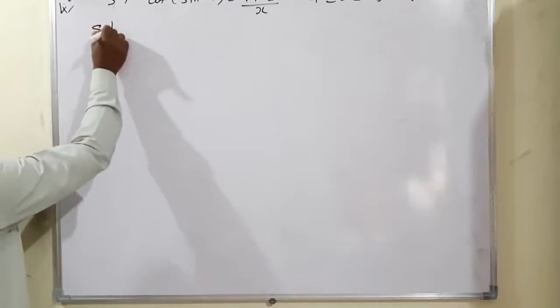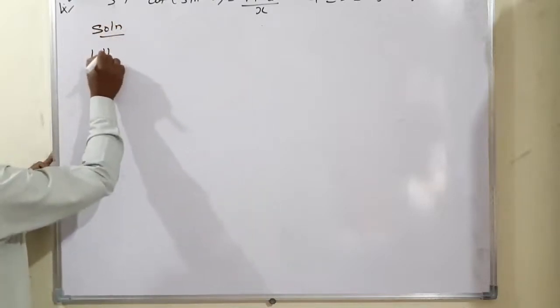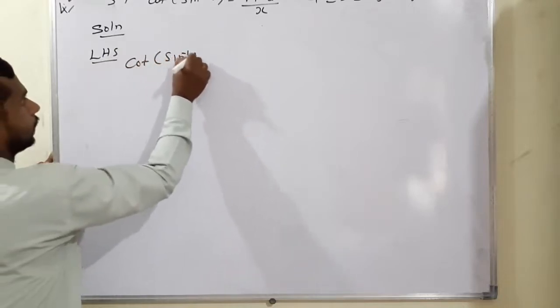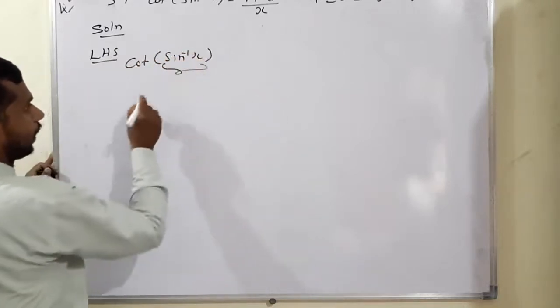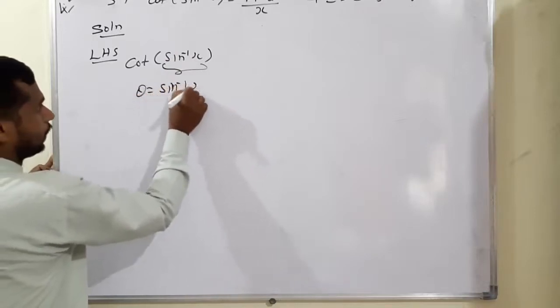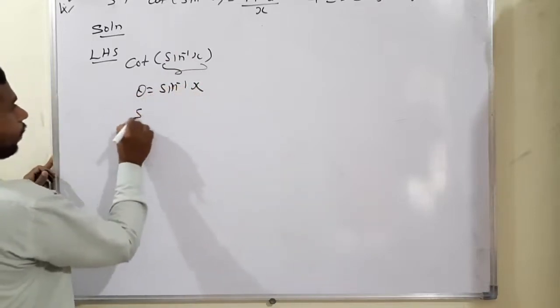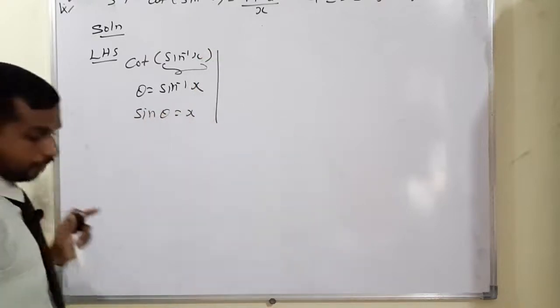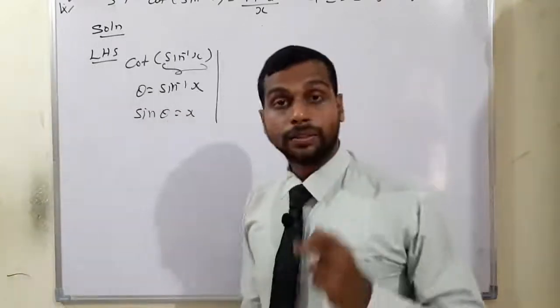Solution: I will consider the LHS term. LHS is cot of sin inverse x. Instead of sin inverse x, taking theta, theta is equal to sin inverse x. Therefore, sin theta is equal to x, the first term. Then you already know the 3 basic identities.